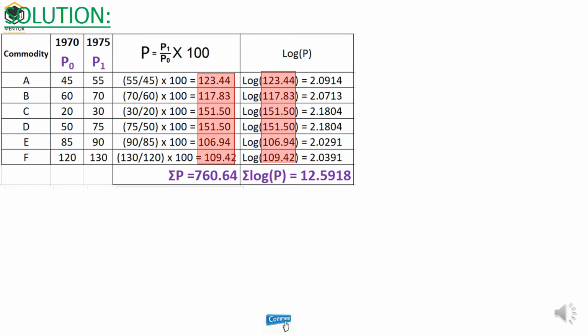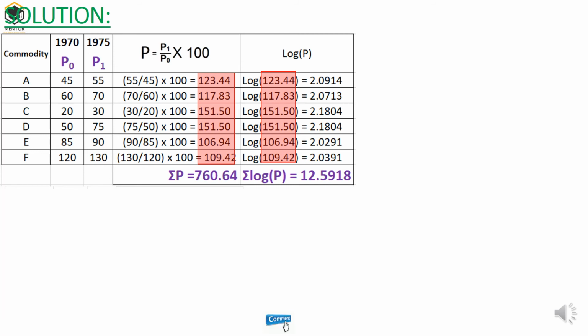Here the P value is 123.44. I'm going to take the log of this. The log of 123.44 will be 2.0914. Similarly, we have to calculate the log of 109.42, and I will be getting 2.0391. Then I have to take the summation of all log P's, which will be 12.5918. So I got the summation of P and the summation of log P.